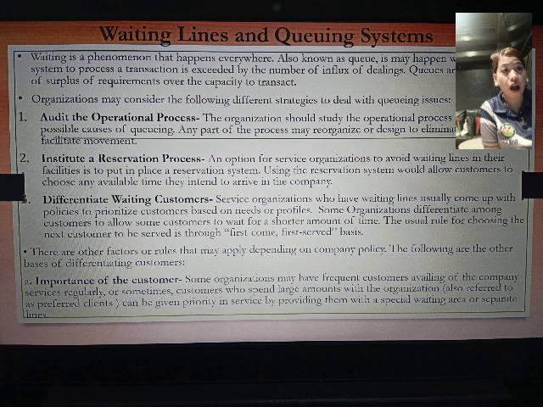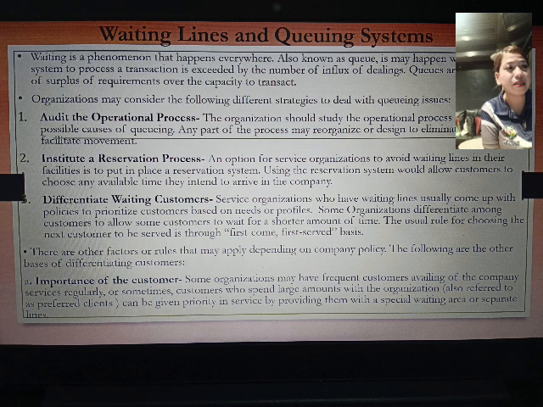So there are different strategies that organizations may consider. First in the line is the audit of the operational process. The organization should study the operational process to pinpoint the possible causes of queuing. Any part of the process may be reorganized or redesigned to eliminate lines and facilitate movement.